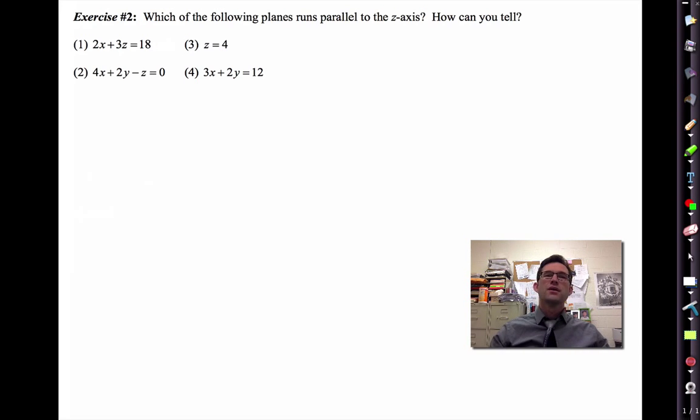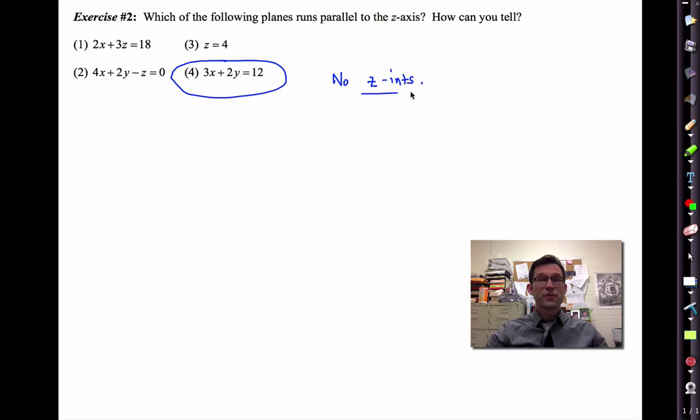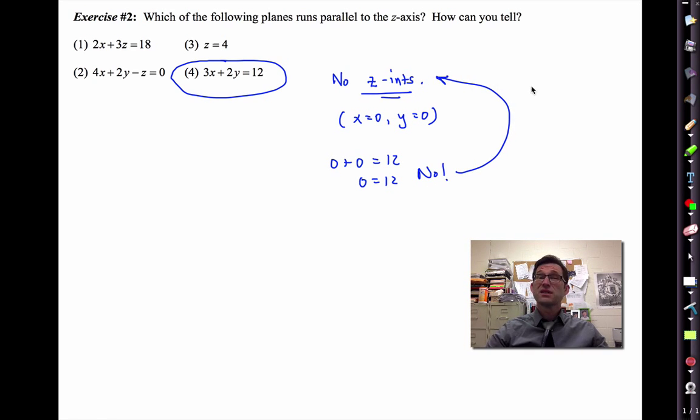All right. So it says, which of the following planes runs parallel to the z-axis, and how can you tell? Well, the answer is this one. And the way that you can tell is that because it has no z-intercepts, right? If you tried to solve for the z-intercepts, you would set x equal to 0, and you'd set y equal to 0. And what you'd get is 0 plus 0 equals 12, and 0 equals 12. And of course, no, it doesn't. Therefore, there are no z-intercepts. Therefore, it must run parallel to the z-axis.